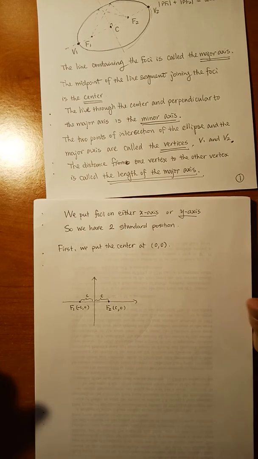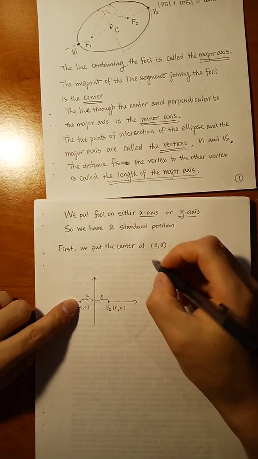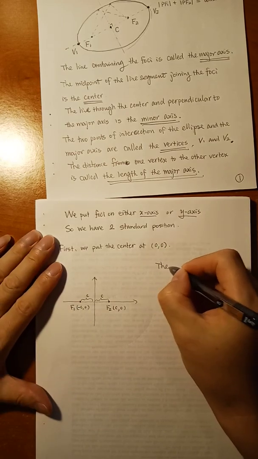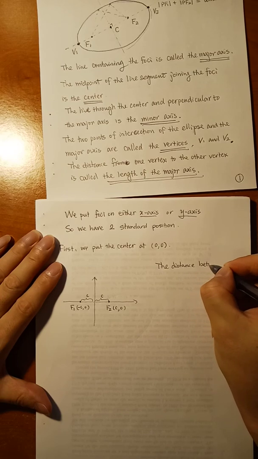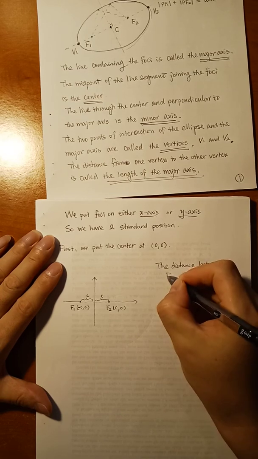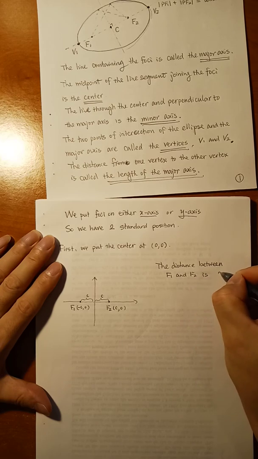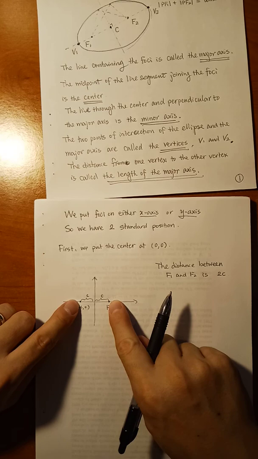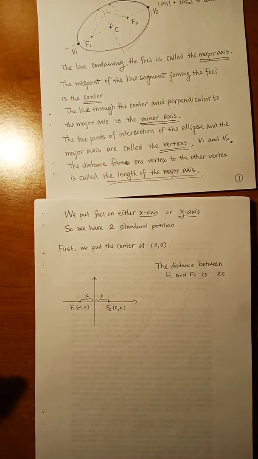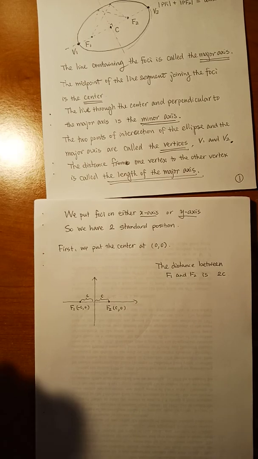Okay, so that's the setting, the standard setting. So the distance between F1 and F2 is 2C. So the distance of these two points is 2C. Okay, so that's the setting.